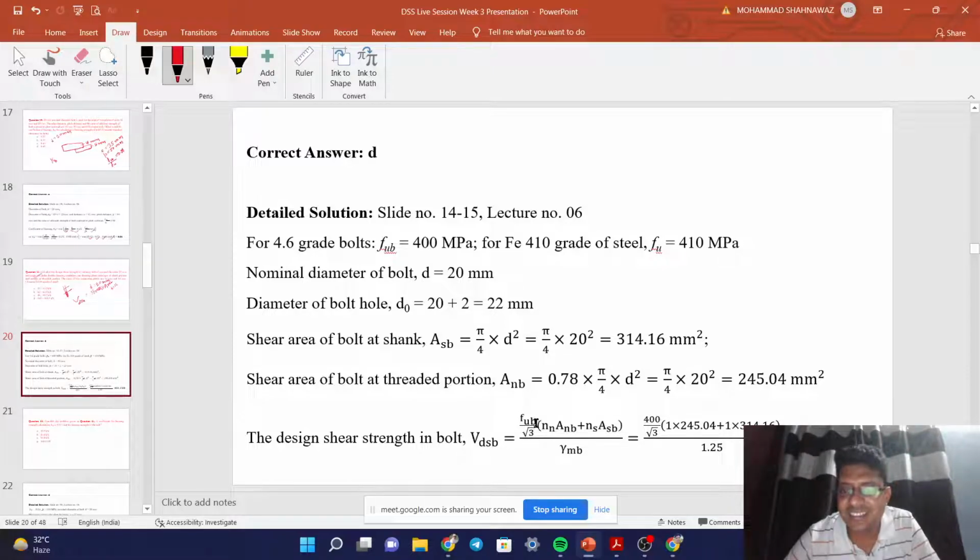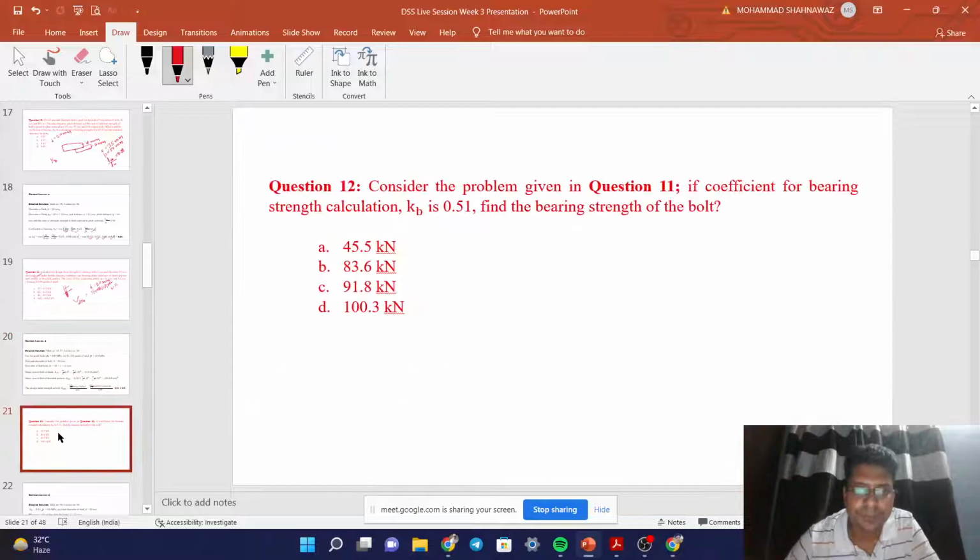So what is this? This is the stress. This is the shear stress which bolt will experience from von Mises criteria, and divided upon gamma MB, this will make it as permissible. Okay, so NN is equal to 1 and NS is equal to 1. A and B is equal to 245. We will put all these values and we will get it as 103.3 kilonewton.